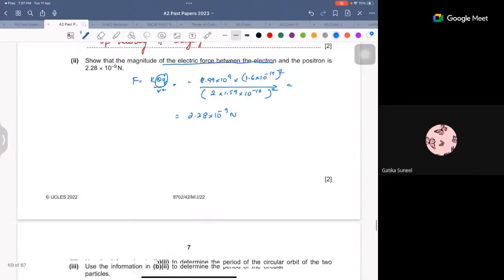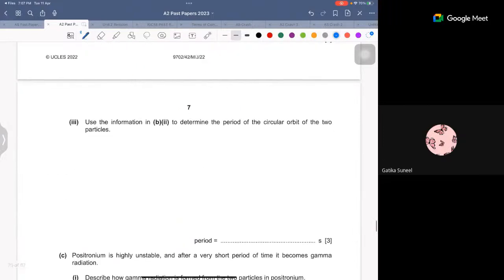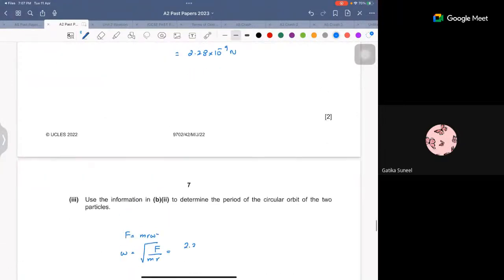All right, going to the next. Use the information to determine the period of circular motion. So now we want to find the period, right? How do we do this? Probably using F equals m r omega squared. So we're going to find omega first. This will be the square root of F over m r. We have this force, which is 2.28 times 10 raised to minus 9, divided by mass.